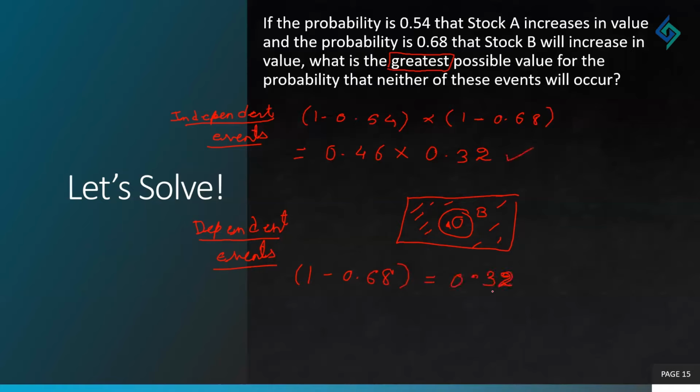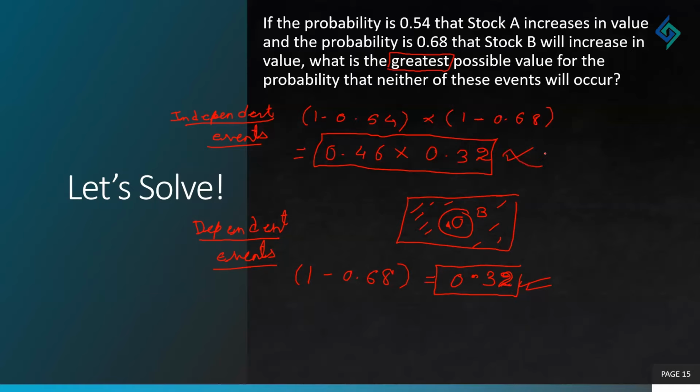Now, either this is the possibility or this is the possibility. The maximum probability when they are independent events is this. The maximum probability when they are dependent events is this. Now, of these two, which is greater? Definitely 0.32 is greater than 0.46 into 0.32, because anything multiplied by a fraction will decrease in magnitude. So 0.32 multiplied by a fraction, which is less than 1, will definitely be less than 0.32. So the answer to this question, that's why, will become 0.32 and not 0.46 into 0.32.